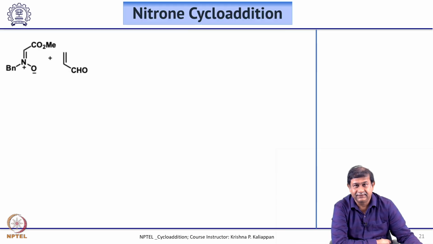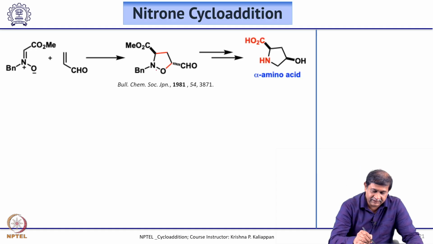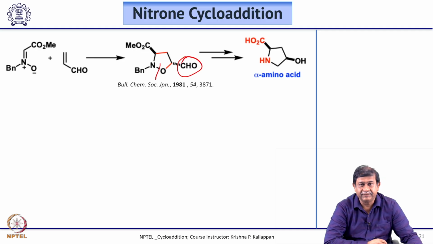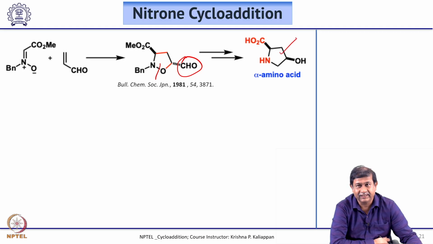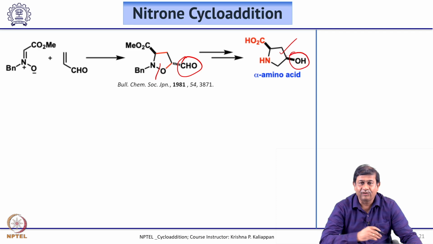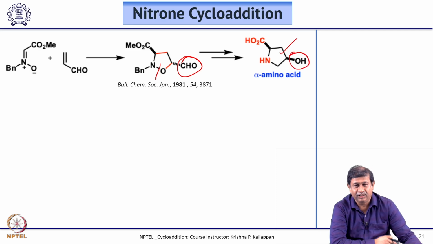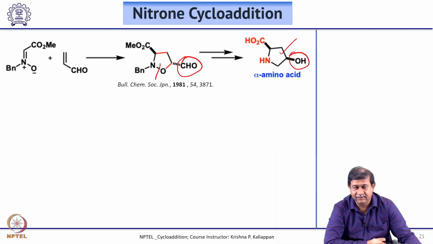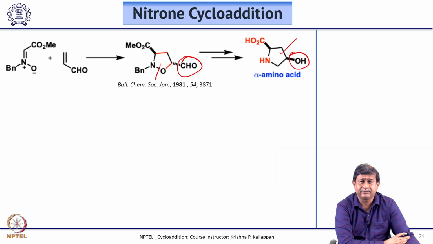It's an acyclic nitrone and then you do 1,3-dipolar cycloaddition. Now if you cleave this NO bond and do a reductive amination with this aldehyde, you will get the corresponding alpha amino acid. If you see this amino acid, it is hydroxyproline. If you use a chiral catalyst, then you can make this chiral amino acid. So there are many nitrone cycloadditions where chiral catalysts have been successfully used.